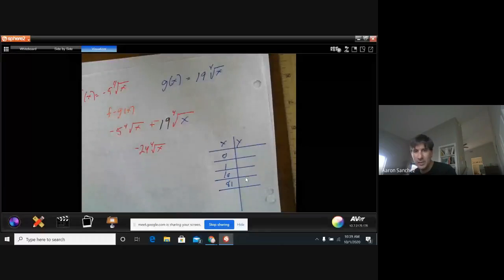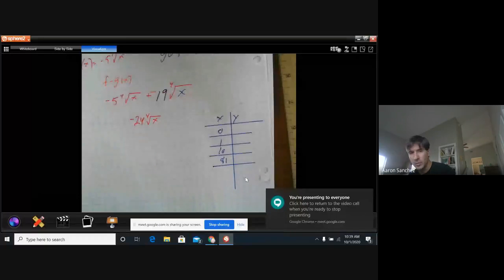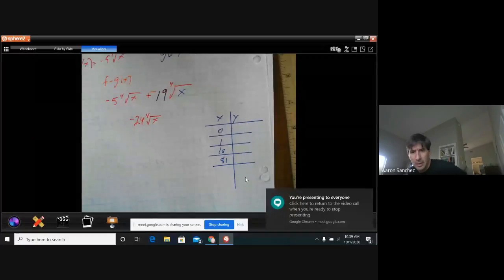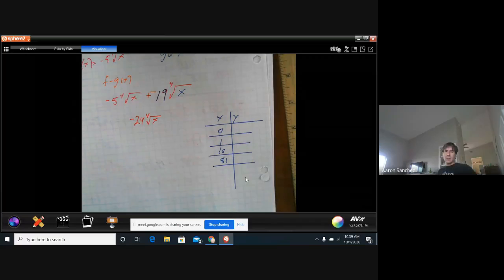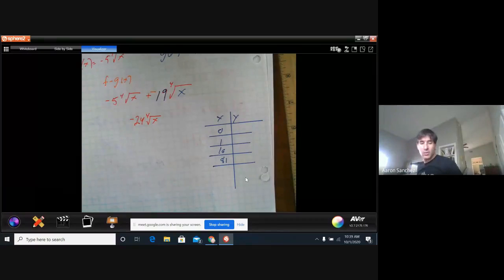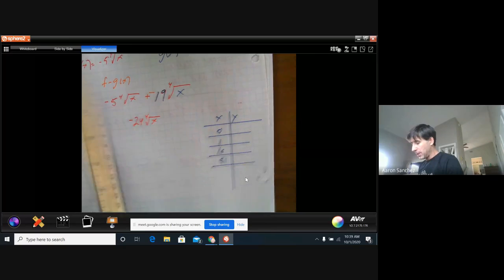I apologize. So, you guys, here's what I want you to do. I want you to fill out that table, and then go ahead and graph it. Make sure you multiply your x by negative 24, and your fourth root of x by negative 24. Then we have to study the domain and the range.